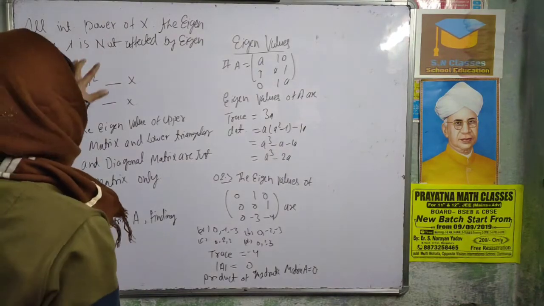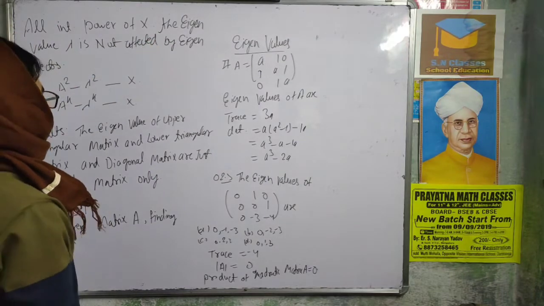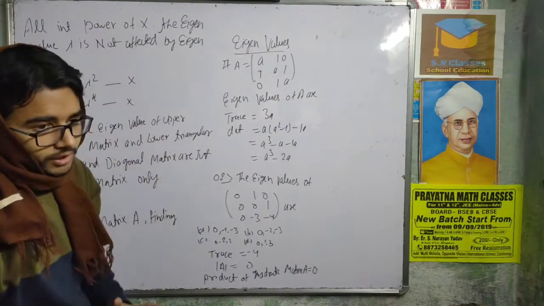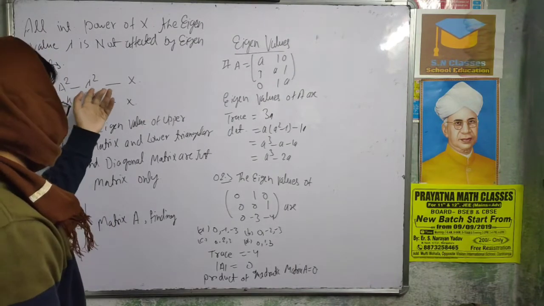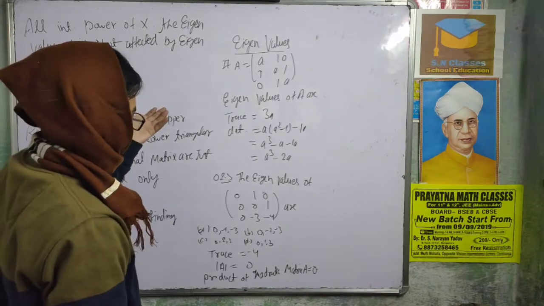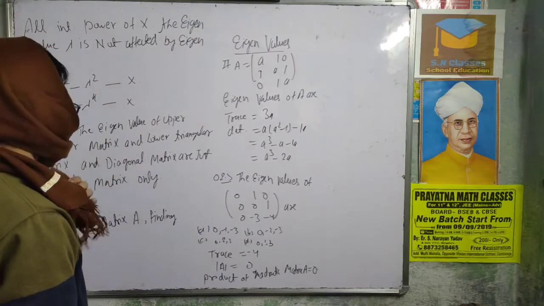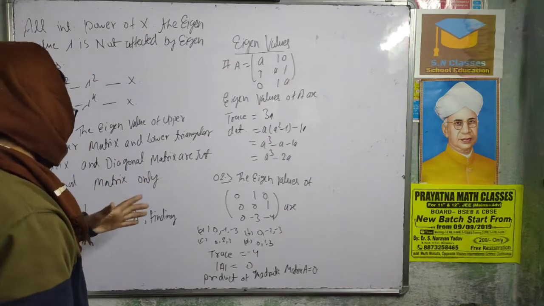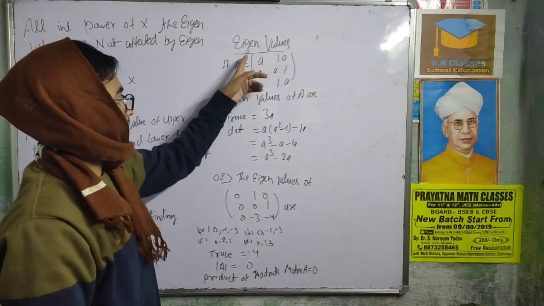For all integer powers of A, the eigenvalue lambda is not affected by the eigenvectors. That is, A square has eigenvalue lambda square, and A to the power k has eigenvalue lambda to the power k. The result is that the eigenvalues of an upper triangular matrix and a lower triangular matrix are just the diagonal elements. Module number 1: for a given matrix A, finding the eigenvalues of this matrix.